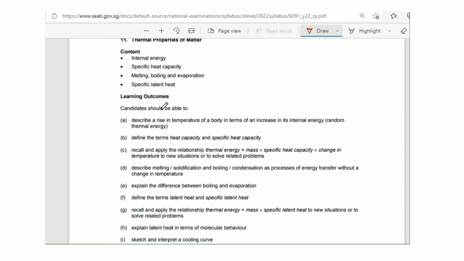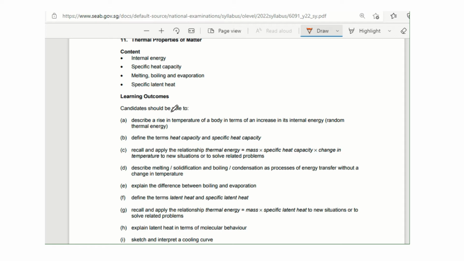So in the first part, you are asked to be able to describe the rise in temperature of a body in terms of increase in thermal energy. So when there is an increase in temperature of a system of a fixed mass, this means that the average kinetic energy of the system has increased.